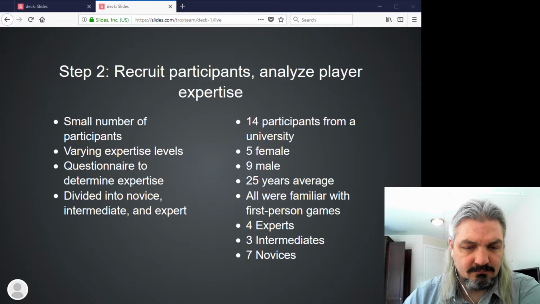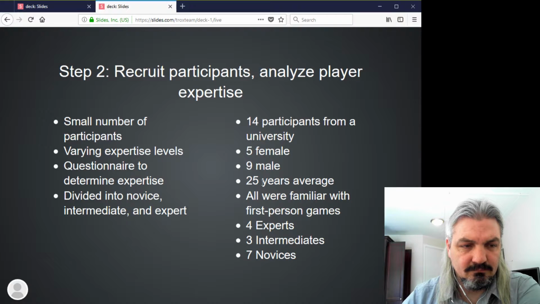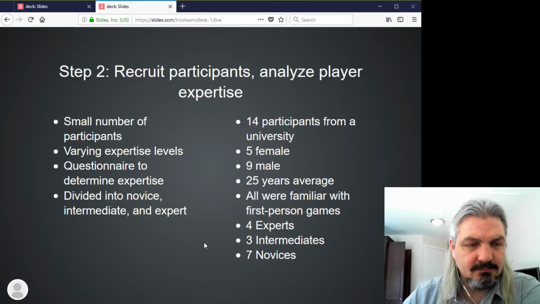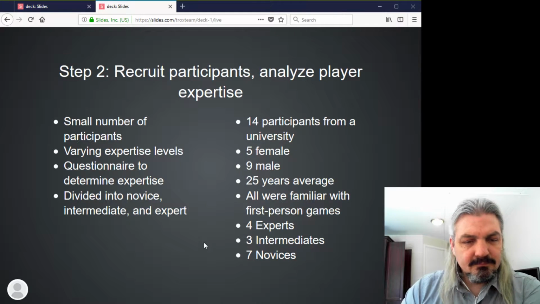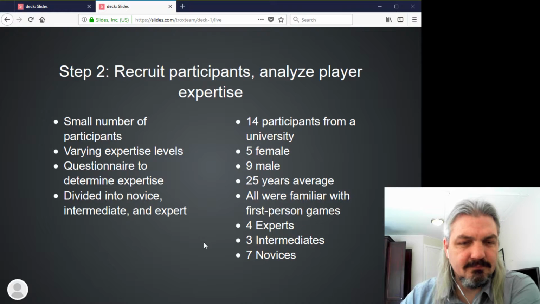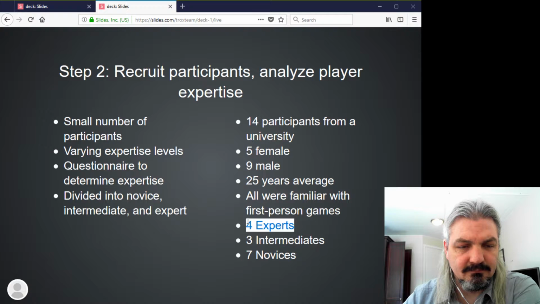And one of the requirements to participate was that they were all familiar with first-person games and playing using a controller, as they wanted to remove the hardware and the basic how to play a game from the equation and rather focus on the specific design of the game. So out of the 14, there were 4 experts, 3 intermediates, and 7 novices.